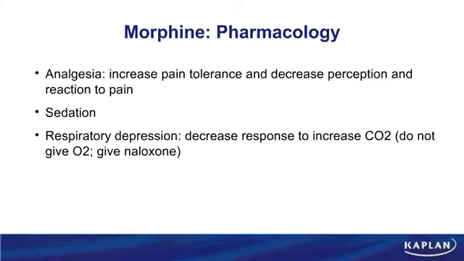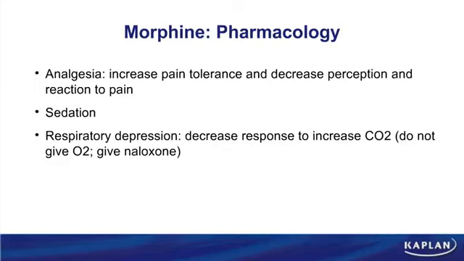Opioids are going to decrease your response to increased CO2. You can't simply give these patients oxygen. The antidote is naloxone. By blocking the mu receptor, you can quickly reduce or overcome the action of the opioids, thereby decreasing the effect on respiration.